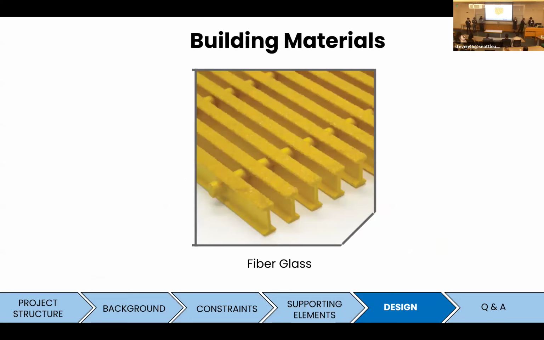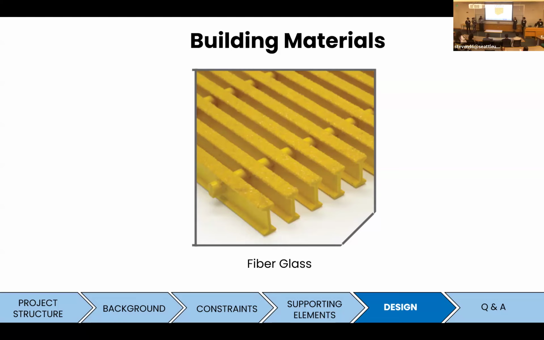So our platform is going to be composed of 2 primary building materials. The first of which we see here, fiberglass. We chose fiberglass for its non-thermal and non-electrical conductive properties. It is also slip and rust resistant, and it has an excellent strength to weight ratio.